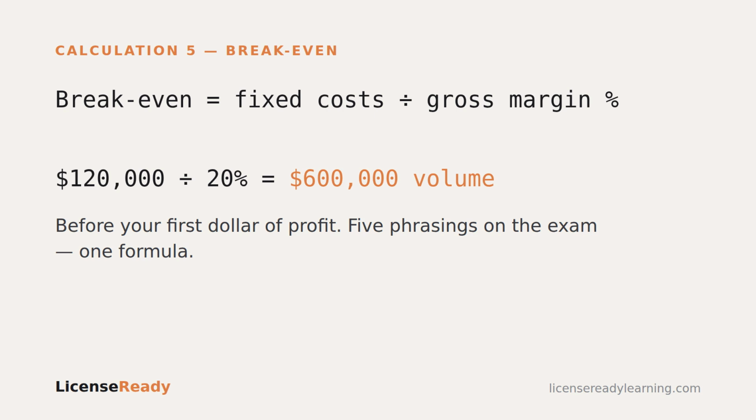And break even. Fixed cost divided by gross margin percentage gives you the volume where you stop losing money. 120,000 fixed at a 20% margin means 600,000 in volume before your first dollar of profit. The exam phrases this 5 different ways. The formula never changes.